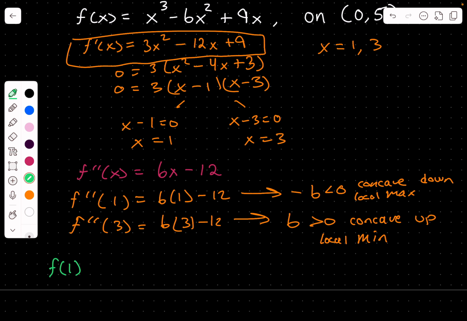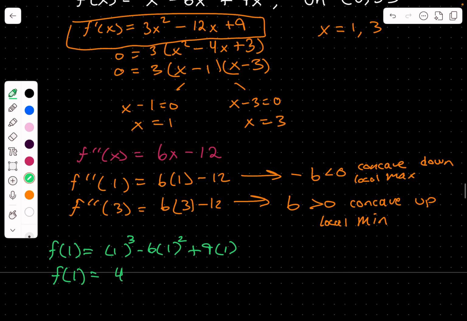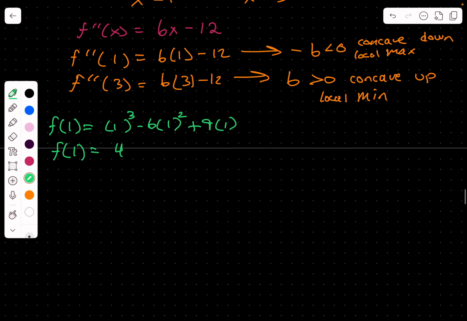f of 1 equals 1 to the third power minus 6 times 1 to the second power plus 9 times 1. This is going to give us a 4. So f of 1 equals 4. I'm going to push this up. Therefore, our coordinate is going to be (1, 4). And again, this is our max, our local max, or rel max, where we had a concave down.